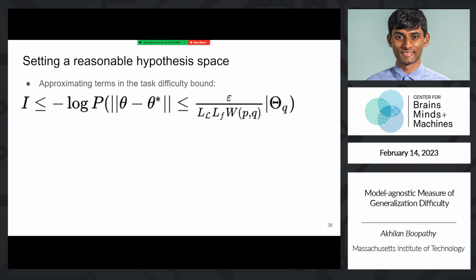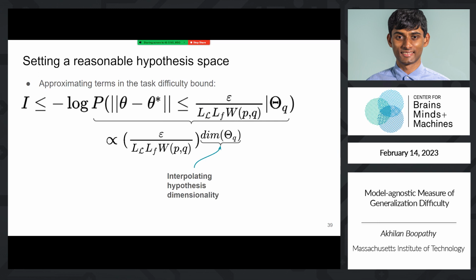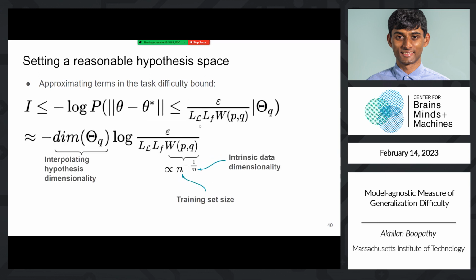All right, so going back to our bound, we can plug in all our approximations and we get a final expression for task difficulty. The first step here is noting that this is a probability that we land within some ball around theta star. This probability just scales with the volume of the ball, and the volume of the ball is just radius raised to the dimensionality times some constants, which we'll ignore for now. If we plug that in and take negative log of both sides, the exponent falls out in front. So we get the dimensionality of the interpolating hypothesis space, and then the log of the radius.